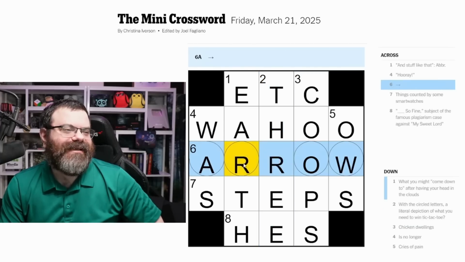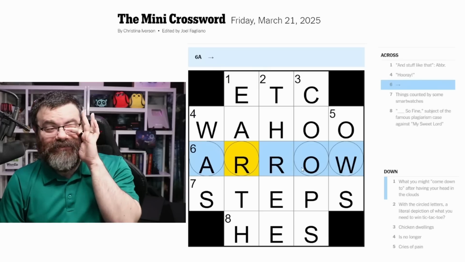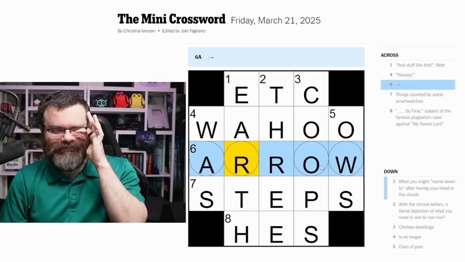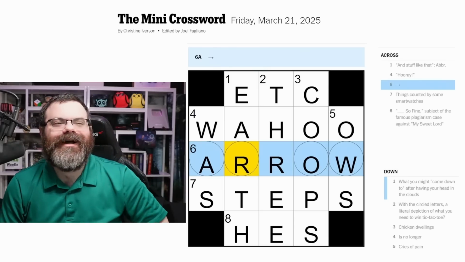Okay. This is the second time they've clued arrow with literally a picture of an arrow, which I feel like they're trying to give that to you, because there are other ways that you can clue arrow. All right. Cool. Well, how'd you do?